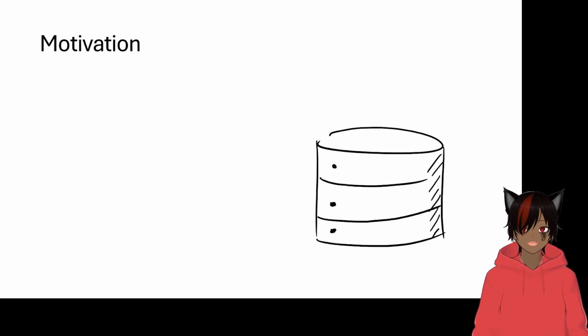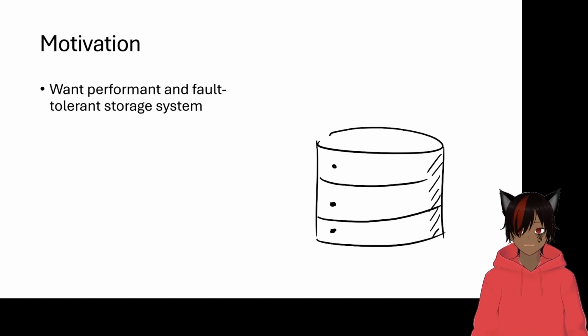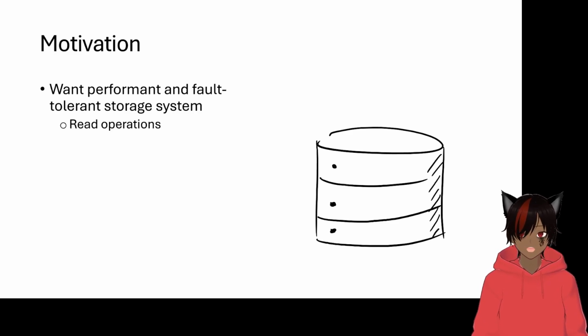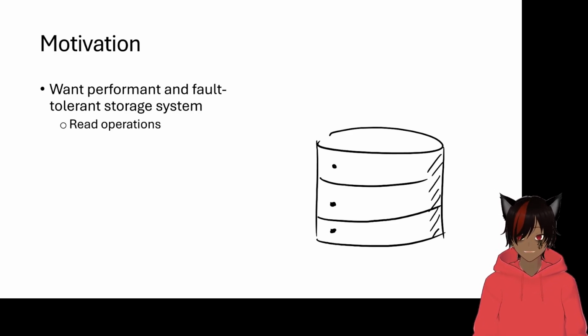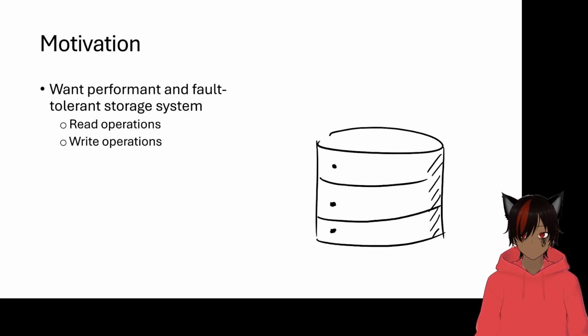So, to motivate the problem that they're solving, they want to build a performant and fault-tolerant storage system and build sort of an architecture for that in a distributed system context. So we'll describe what performant and fault-tolerant mean, but first let's talk about what a storage system is. So a storage system should support read operations and should support write operations.